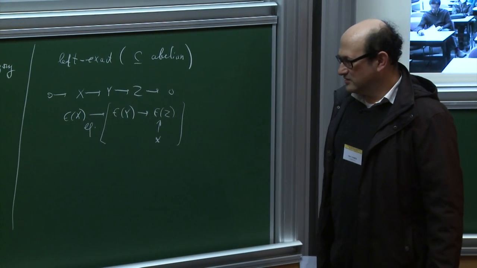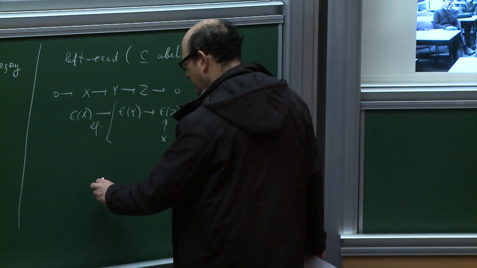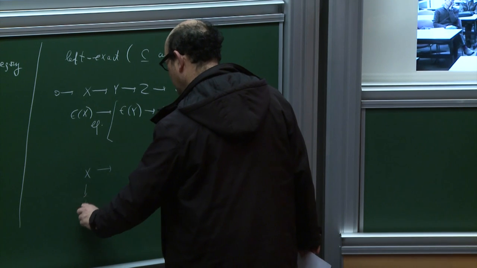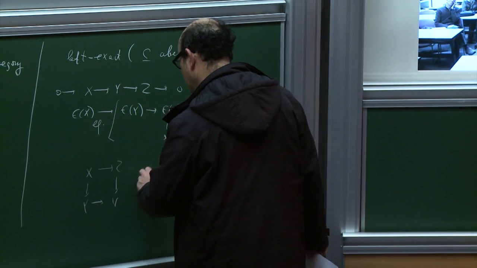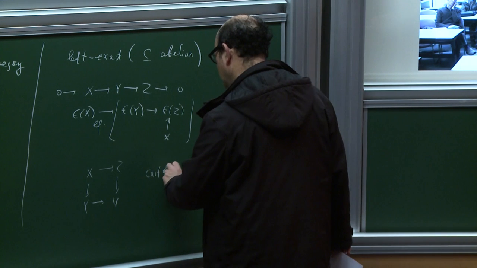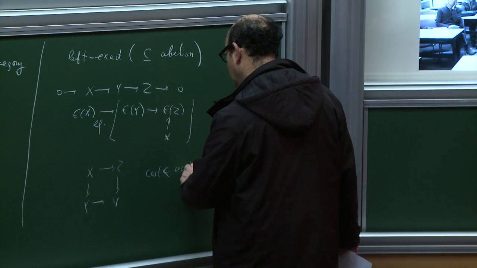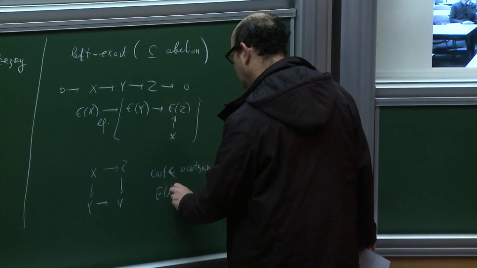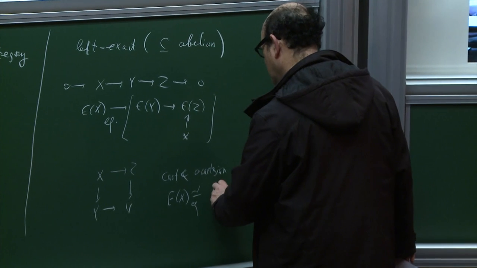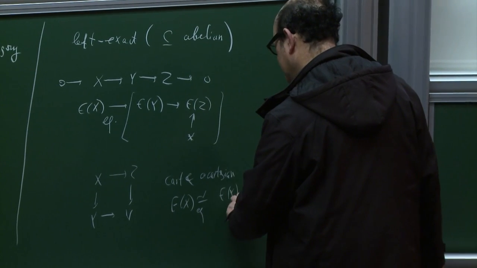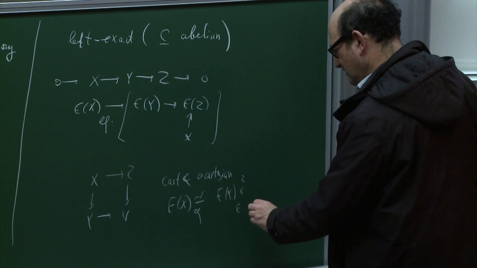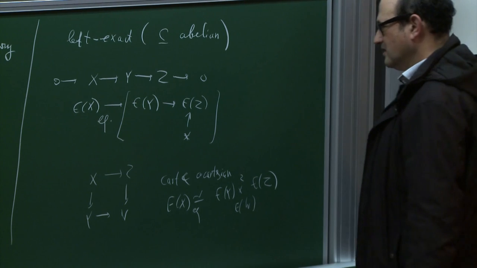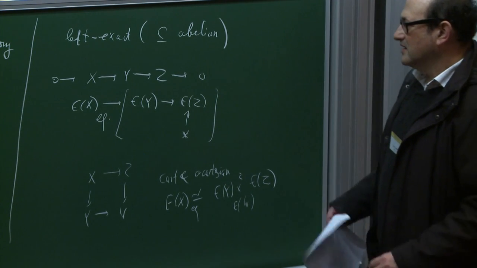And if this holds, then more generally, when I have a square which is both Cartesian and co-Cartesian, then EX maps by an equivalence to the 2-fibered product.